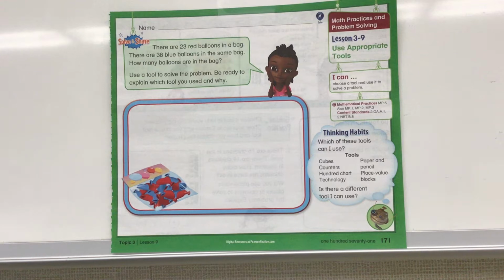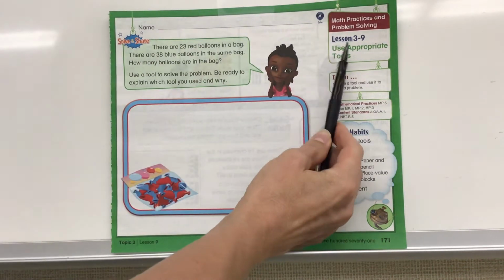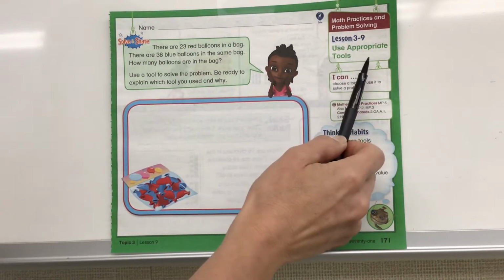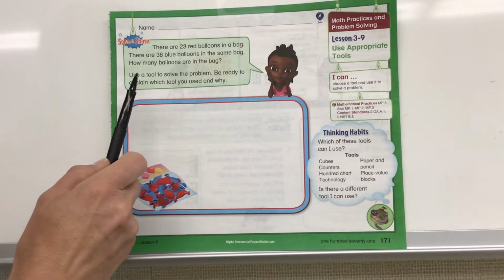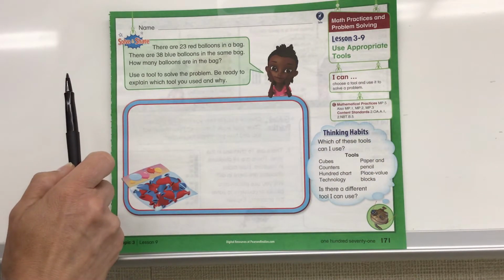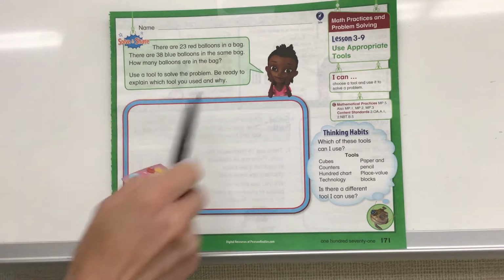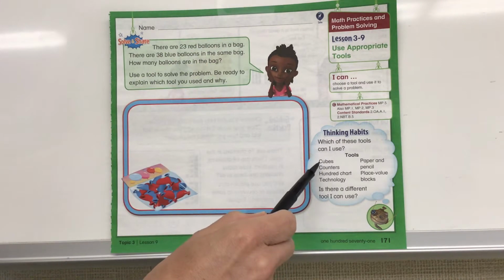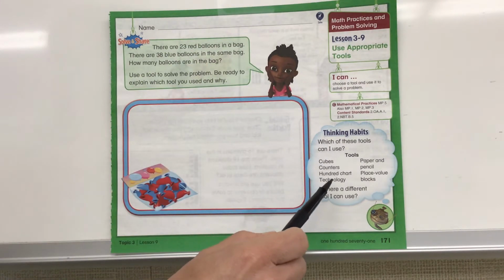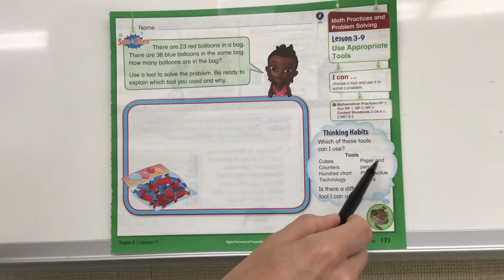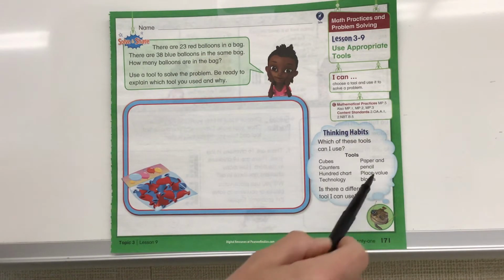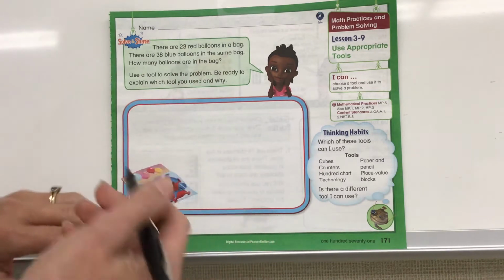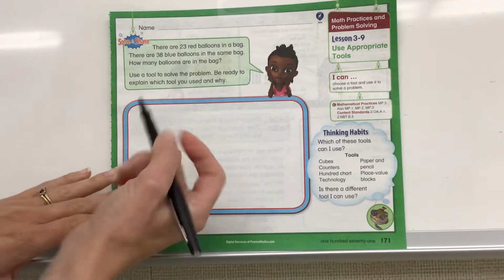All right, this is our second grade math lesson 3-9. Use appropriate tools. So we're just going to figure out the easiest way that we can solve these problems. You can think about using cubes, counters, a 100 chart, technology, paper and pencil, place value blocks, or maybe even a different tool. So let's see.